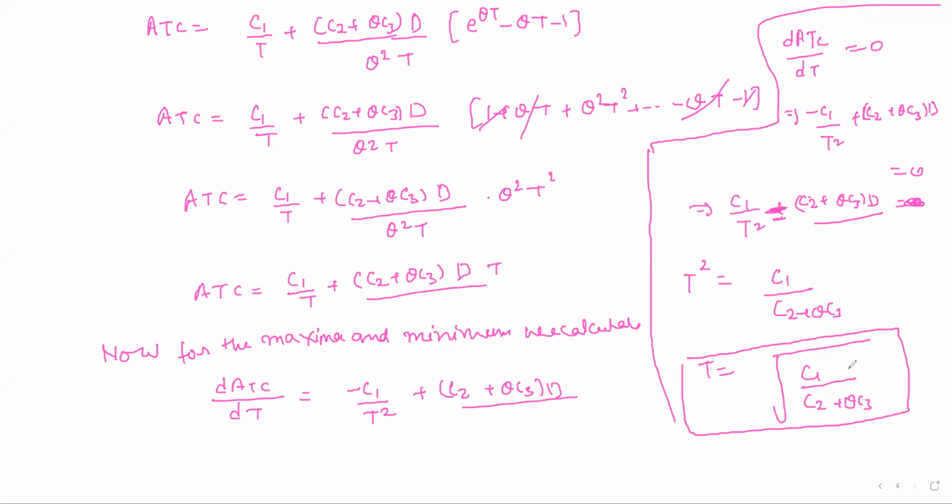Now to check whether it is maxima or minima, we find the second derivative, d2ATC upon dt square. So this will come 2C1 by t cube. We all know the cost is always positive and time is also positive, so this will be greater than 0. It means the total cost is minimum and our optimal value is this. So this is the complete model. Okay, thank you.